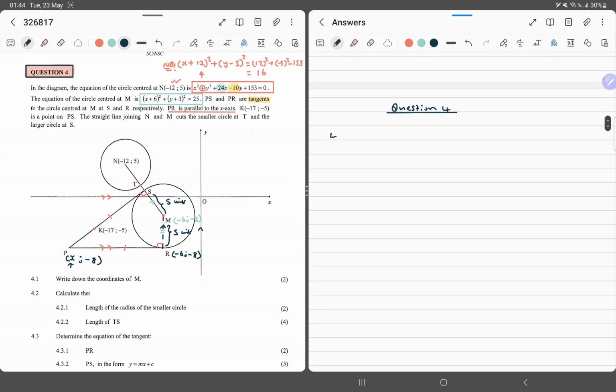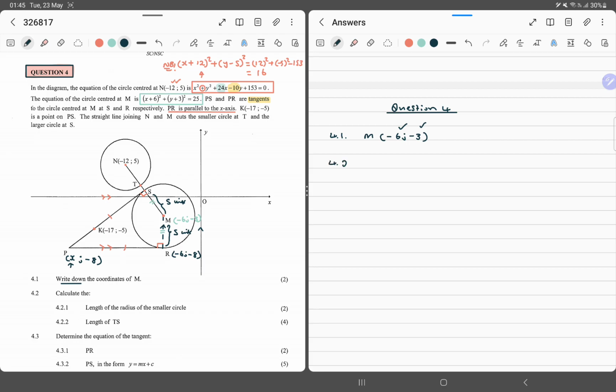So let's go. 4.1 says write down the coordinates of M. We've already sorted it. So we know that M is going to be minus 6 is to minus 3. Easy stuff. So you get your 2 marks. So it's essentially the opposite of what is inside those brackets in that equation.